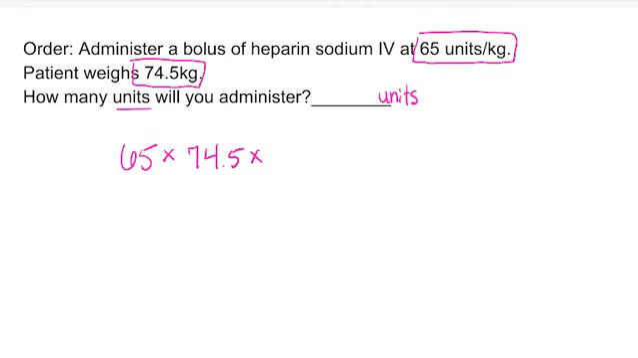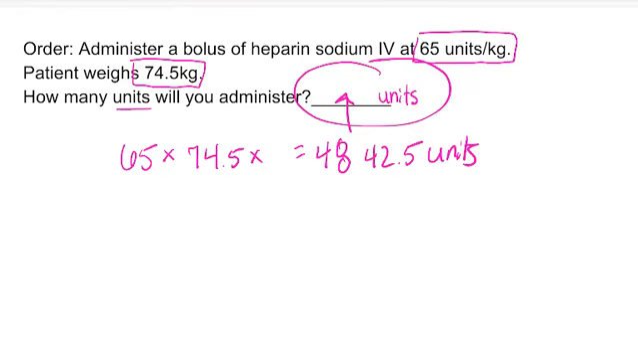65 times 74.5, and I get 42.5 units. And I should have written it right there. Make sure you write it on the box to make sure the grader knows what your final answer is. So I'm going to multiply my number of units that I want times my weight, and that's going to be my final answer. And I'm not going to round this right here. I'm going to keep this to the 10th because remember the MAPE policy says most numbers are going to remain to the nearest 10th. And in this case, I'm going to keep that number right there.